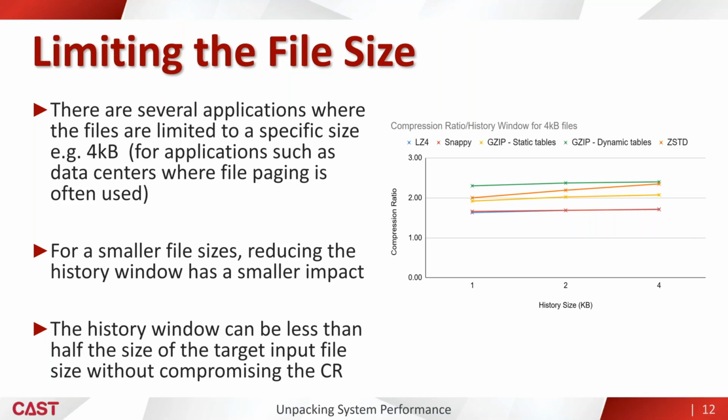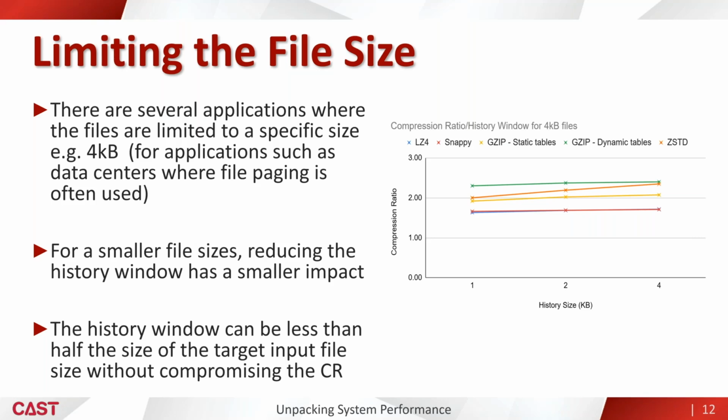For these small files, the history window doesn't need to be larger than the maximum file size. This is obvious if you think about it algorithmically, because you don't need to search an area in your file that is larger than 4 kilobytes for redundancies. The maximum file size is there.